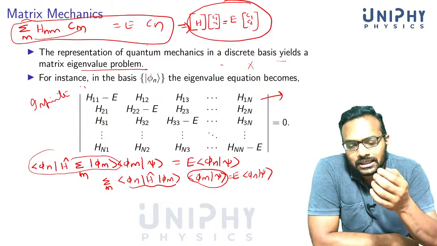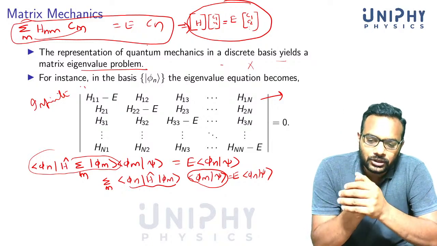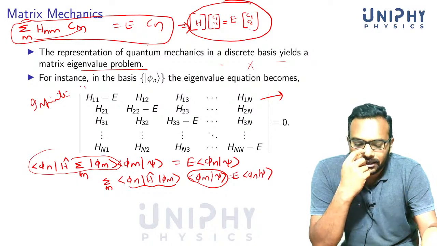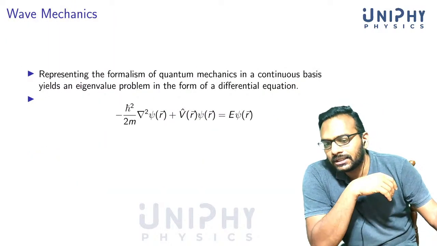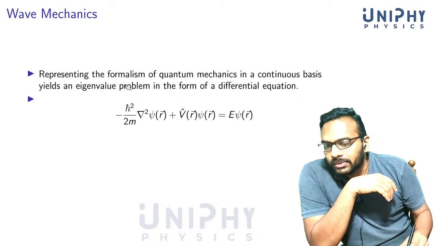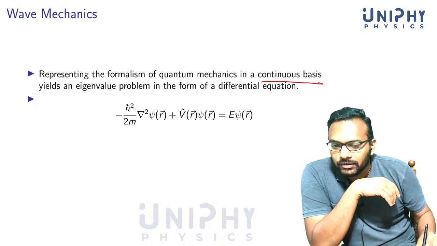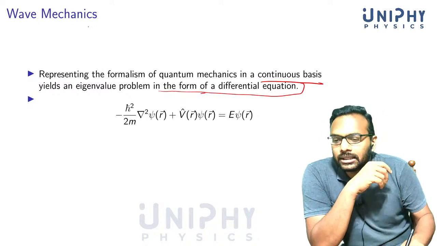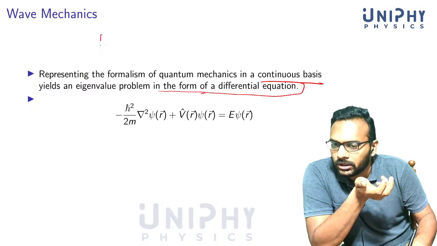If you are using a continuous basis, it's more convenient to use a different kind of representation. It's convenient to use functions and differential operators. Representing the formalism of quantum mechanics in a continuous basis yields an eigenvalue problem in the form of a differential equation. Continuous basis means, for example, coordinate basis. We are specifically talking about position basis.